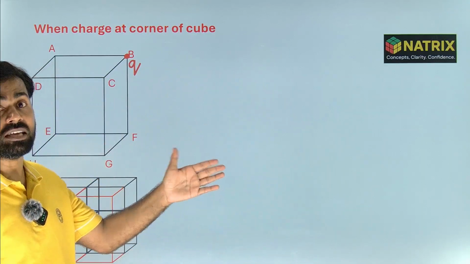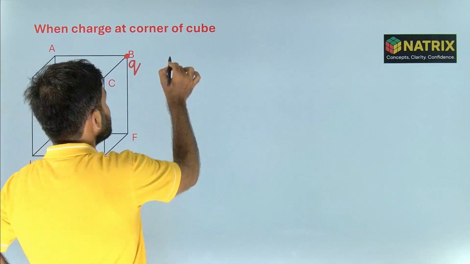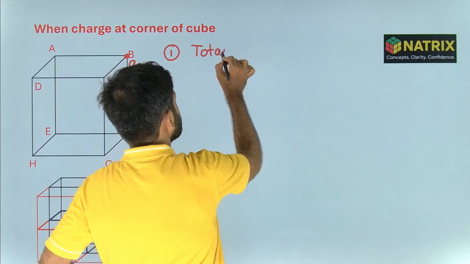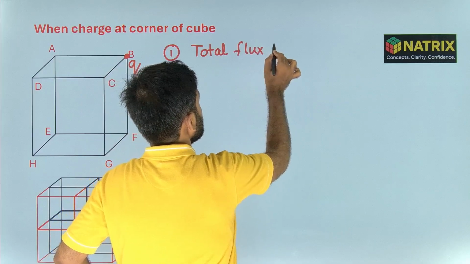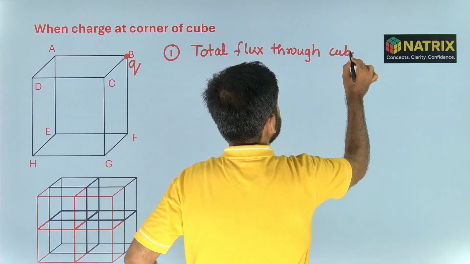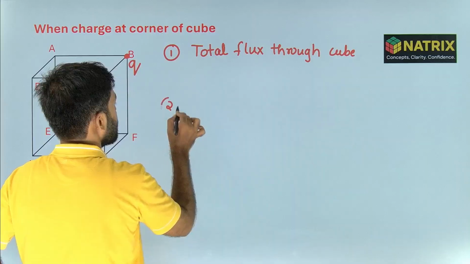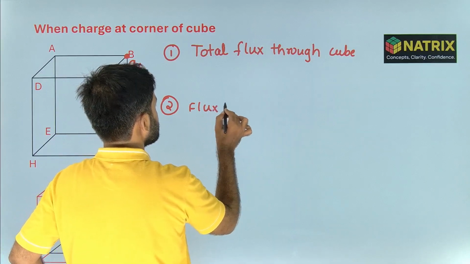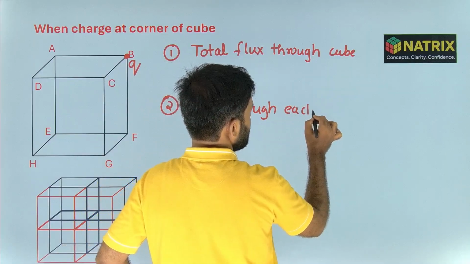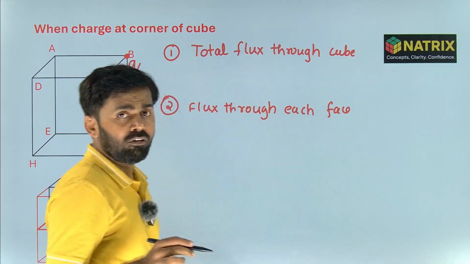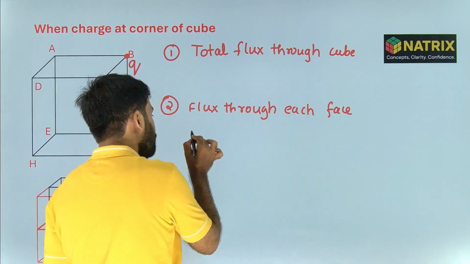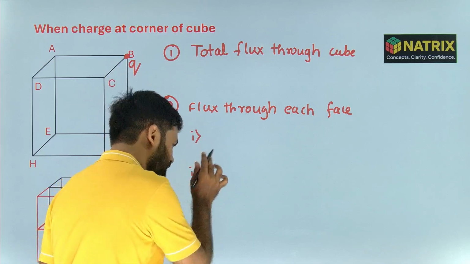Again, there are different cases they may ask you. The first case is again the same: total flux through the cube. Second case: flux through each face. Now here, for flux through each face, again we have two different categories. We'll discuss them.